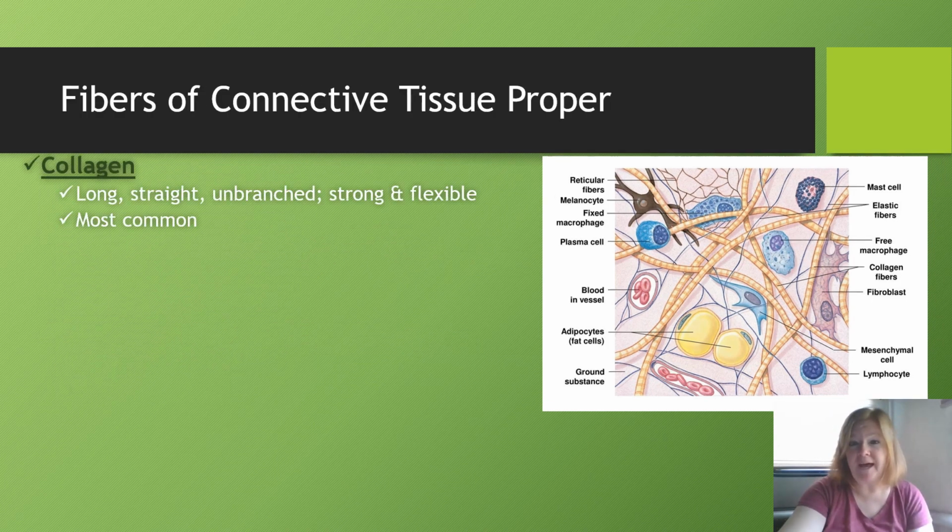Okay, let's go over the fibers found in connective tissue proper. So we have collagen fibers. They're long, they're straight, they're unbranched, but they're strong and flexible. The most common type of fiber in connective tissue proper.